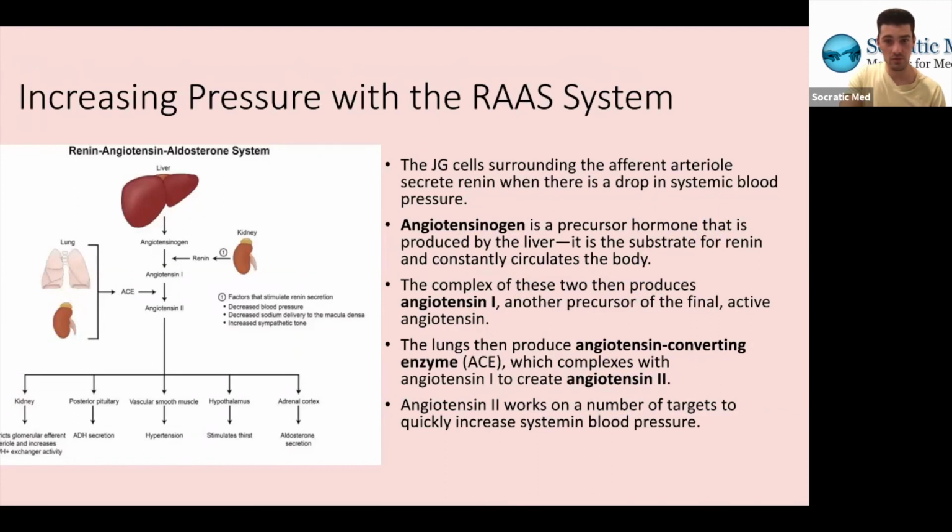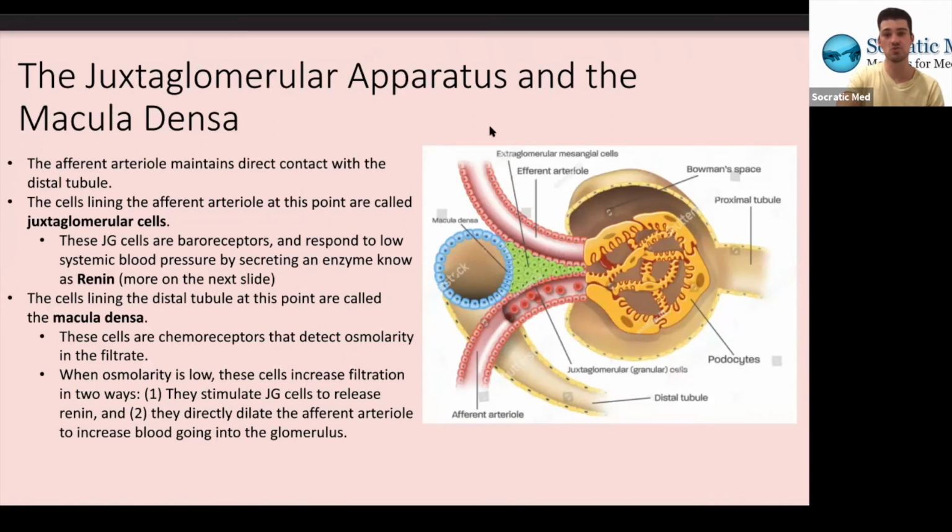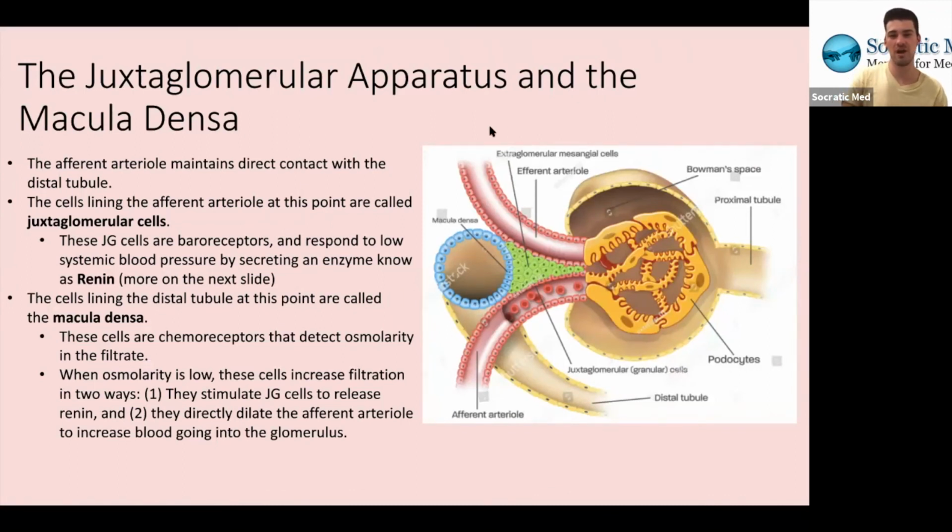Okay, these are a little bit out of order. So I'm going to do this one first, and then we're going to hop back to the other one, just because we're already talking about the renin-angiotensin system. So the juxtaglomerular apparatus and the macula densa. These are two concepts that we should probably know before we discuss the renin-angiotensin system. So we will do that. That's why I did that.